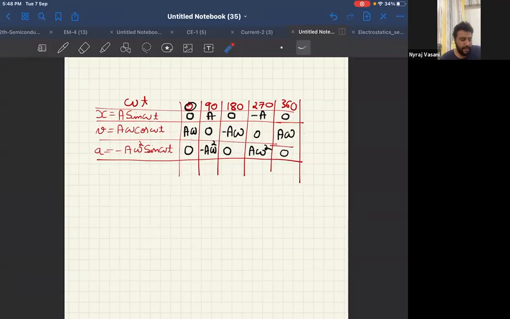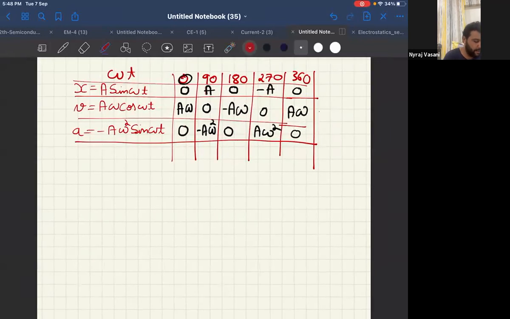Now, let me draw the graph of displacement. Everyone just look at the screen once.